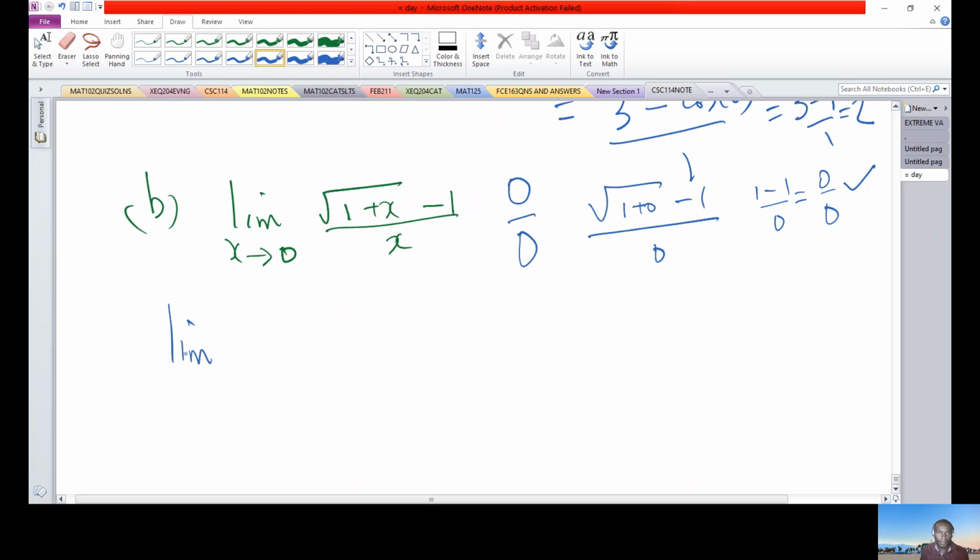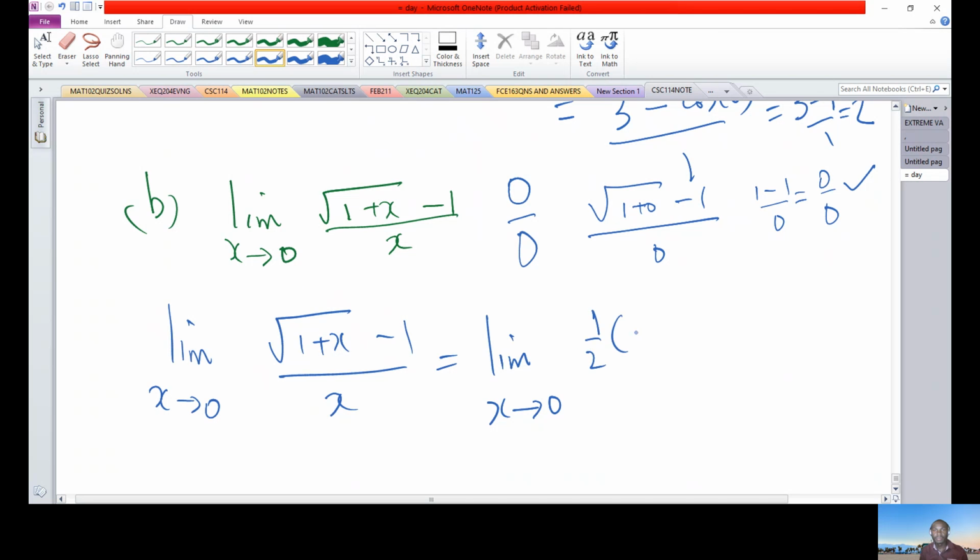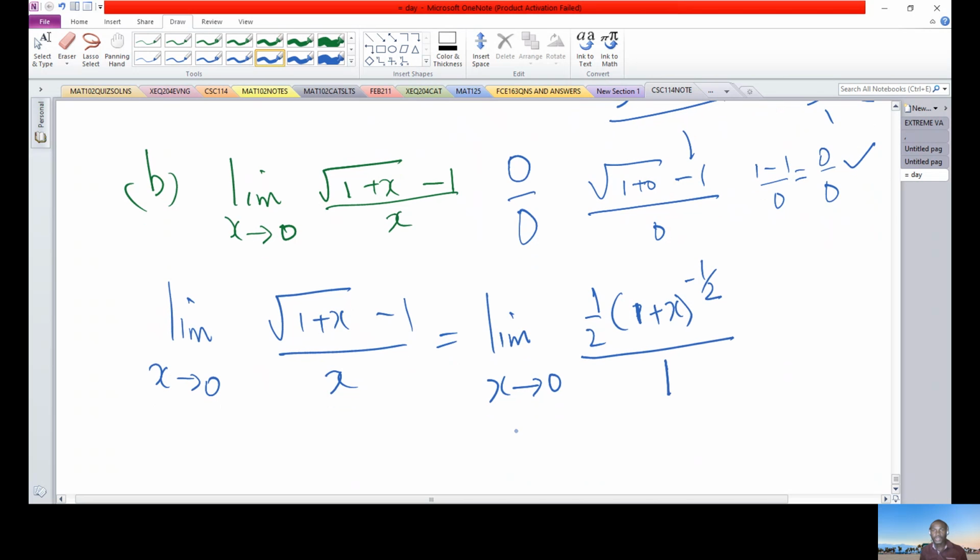So the limit as x approaches 0 of (square root of 1 plus x minus 1) over x will be the same as the limit of the derivatives. At this point, you are expected to know how to differentiate functions. The derivative of the numerator is a half times (1 plus x) raised to the power minus a half, and the constant gives 0, over the derivative of x, which is just 1. Here we use direct substitution: a half times (1 plus 0) raised to the power negative a half over 1, which is a half over 1, just a half.